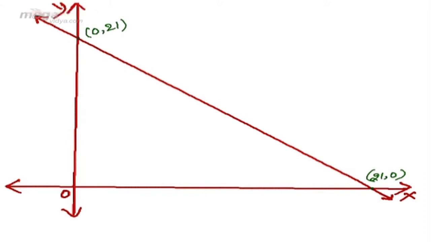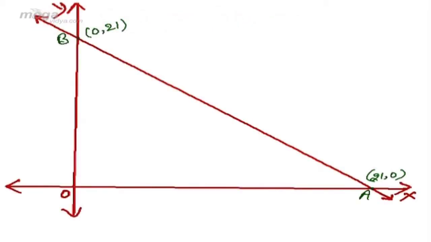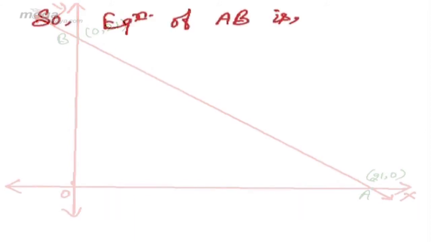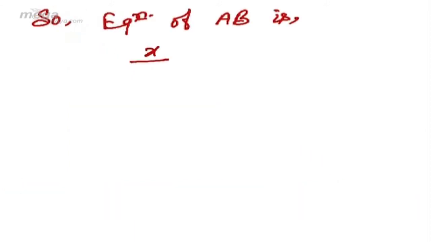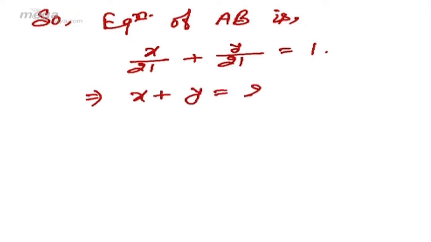What will be the equation of the straight line AB? Suppose this is A, this is B. So now we will write the equation of AB. Because here the x-intercept is 21 and the y-intercept is also 21, using the intercept form you can write x/21 + y/21 = 1. And hence you will get x + y = 21.